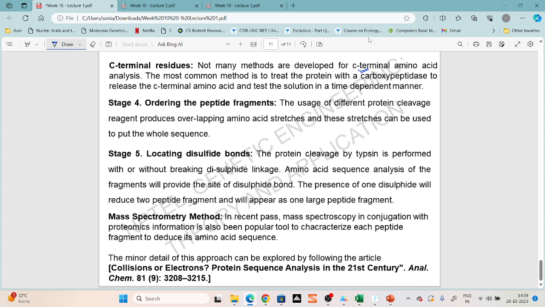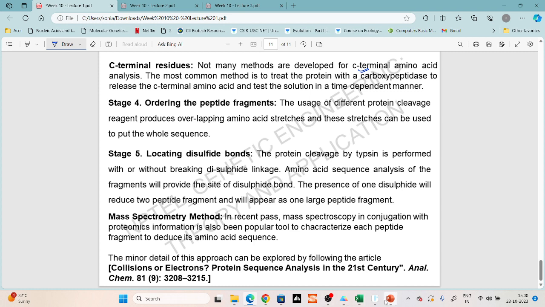We have other methods also, like the mass spectrometry method. Mass spectrometry is again a very popular method, and it is used for the determination of amino acid sequence, and it is fast. It is a little bit more advanced method. It is fast also. So nowadays people usually try to go for mass spectrometry as well. Okay, so now we have completed the first lecture.